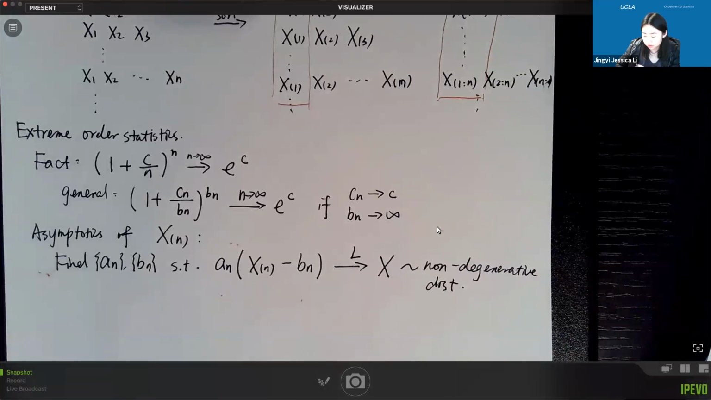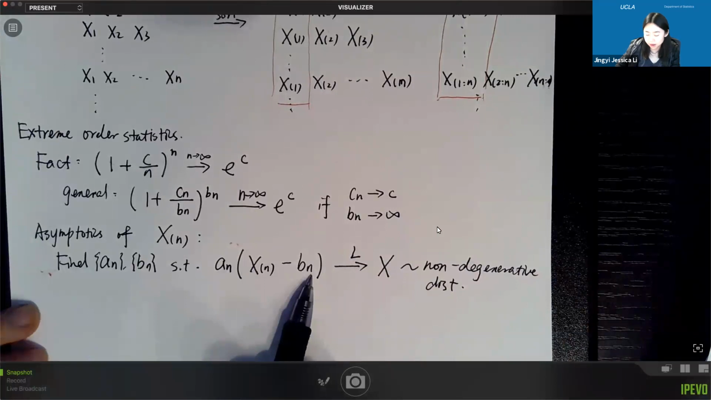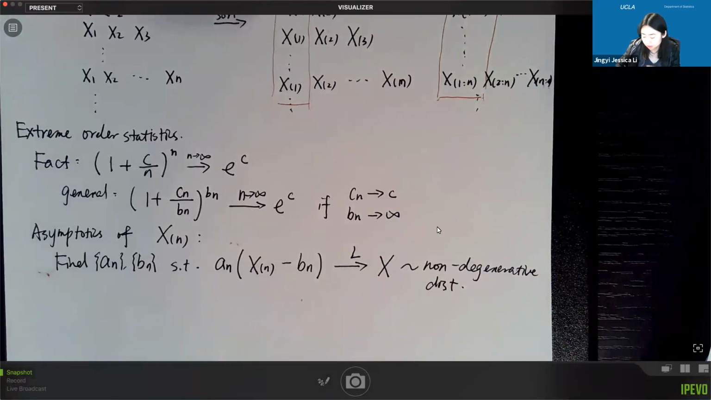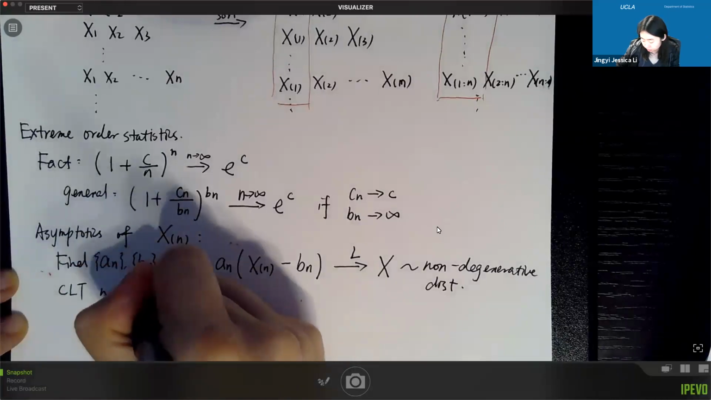If you think about the central limit theorem in that form, this is the average, an is root n, and bn is mu. That's what we have in the central limit theorem. But for the extreme order statistic, the maximum, we need to do something different, because we no longer have the central limit theorem to help us. So the CLT no longer applies.